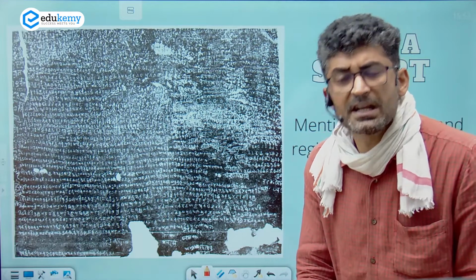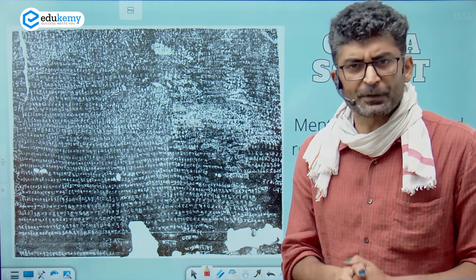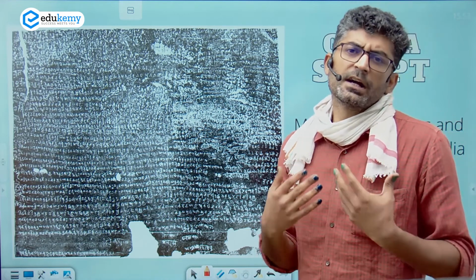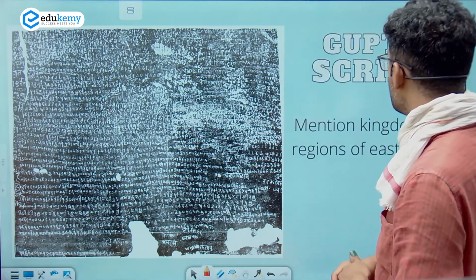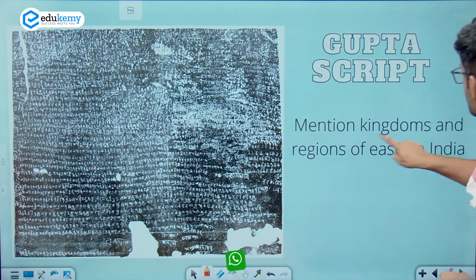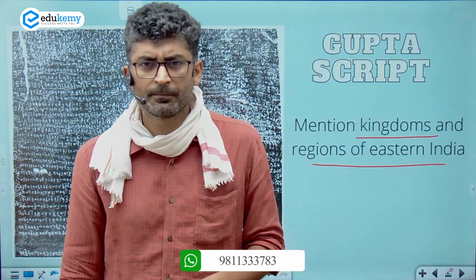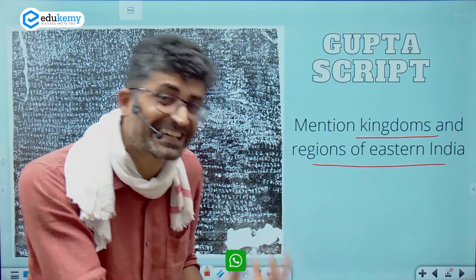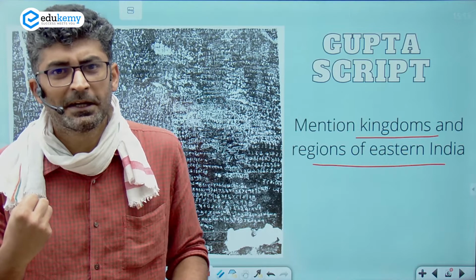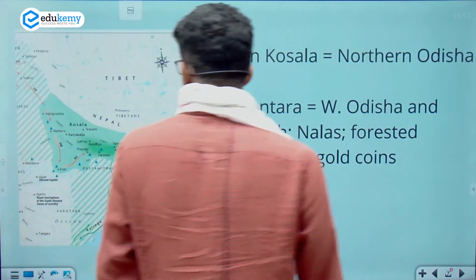It is written in the Gupta script. It is an evolution of Brahmi. It mentions kingdoms and regions of eastern India. These were the regions which were subdued. तो वहां से हमको इंफॉर्मेशन ग्लीन करनी पड़ती है. राइट? देखिए क्या इंफॉर्मेशन मिल रही है अपने को.